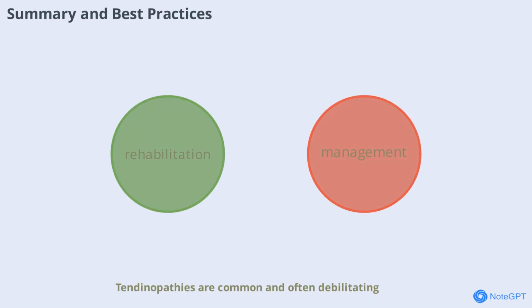Tendinopathies are common and often debilitating, but accurate diagnosis and tailored management can lead to optimal outcomes. Across all types, exercise-based rehabilitation, especially eccentric and heavy slow resistance protocols, remains the cornerstone of treatment. Adjunct therapies like PRP and ESWT may offer additional benefits in select cases, but their long-term efficacy is limited. Steroid injections should be used sparingly due to rupture risk.